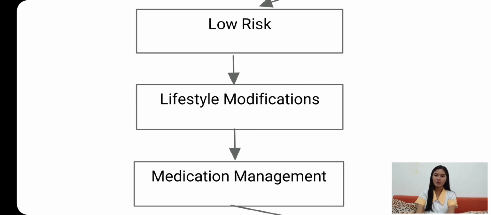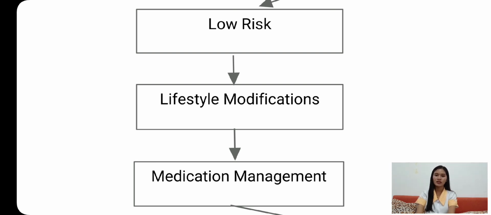So the next one is the medication management for low-risk CAD patients. Low-risk patients may require medication to control symptoms or risk factors. They may include antiplatelet agents such as aspirin to prevent blood clots, statins to manage cholesterol levels, beta blockers or ACE inhibitors for blood pressure and heart rate control, and nitrates to relieve chest pain if necessary. The goal of the medication management in low-risk patients is to maintain control over the condition with minimal intervention, as they are not at immediate high risk for events like a heart attack.